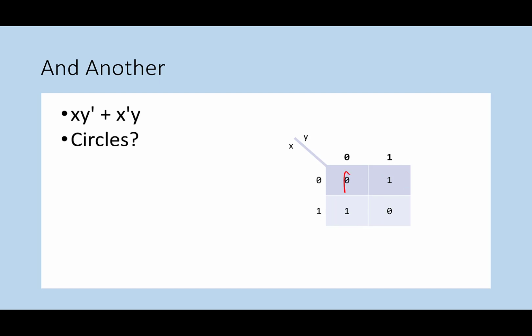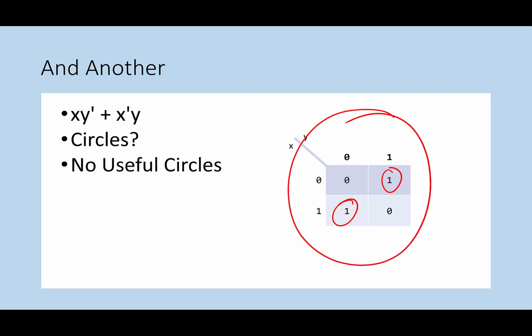If I had a 1 here, then this or this would be a valid circle. But in this particular case, there really is no useful circle. Those two circles individually are valid, but it doesn't change anything, right? If you just have a circle of each individual, then the reduced circuit will be what you started with. And in this case, there is no useful circle, and so there is no reduction. So if all of your circle groups only have one value in them, then there's no point. There's no reduction that's available.